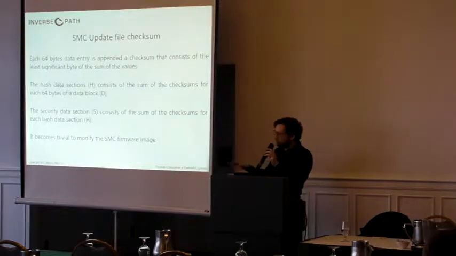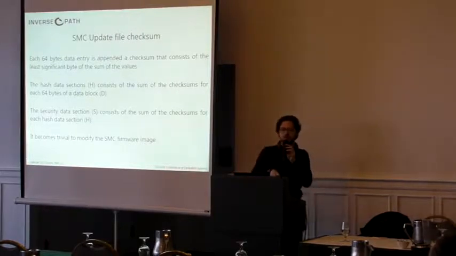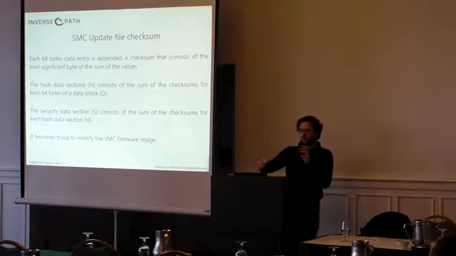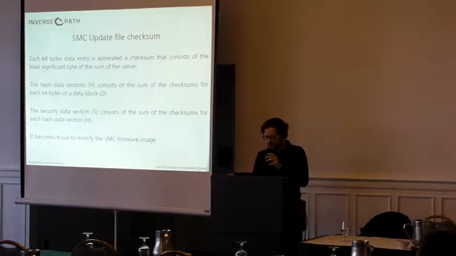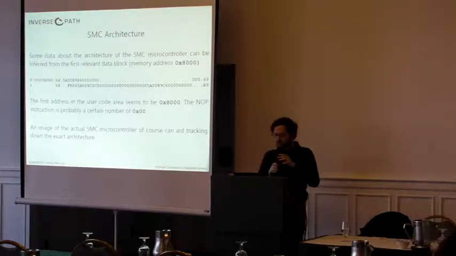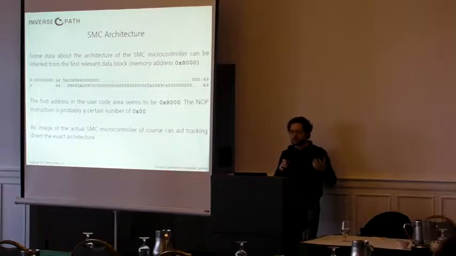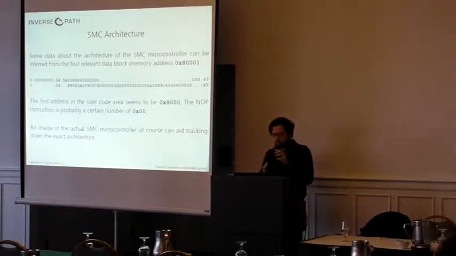So once you know all of this, it becomes trivial to modify the firmware image. And it's also very convenient, because if you modify one specific value, you just need to subtract the previous value and then add your own, and you automatically have the checksum for that specific row. So it becomes really, really easy. Once you know that you can modify the firmware as you please, you have to understand what the architecture of this chip is going to be, because otherwise you cannot write relevant code for it.